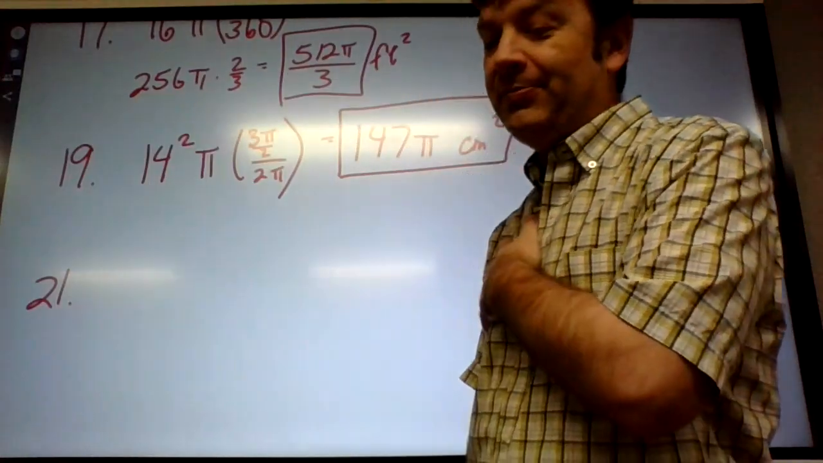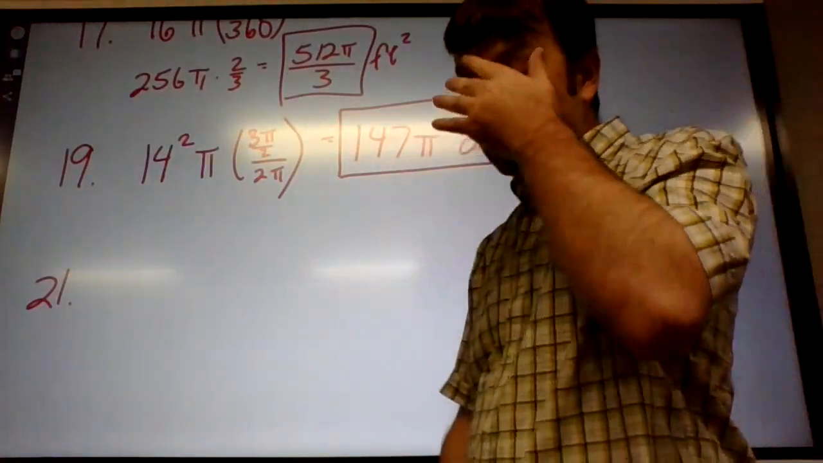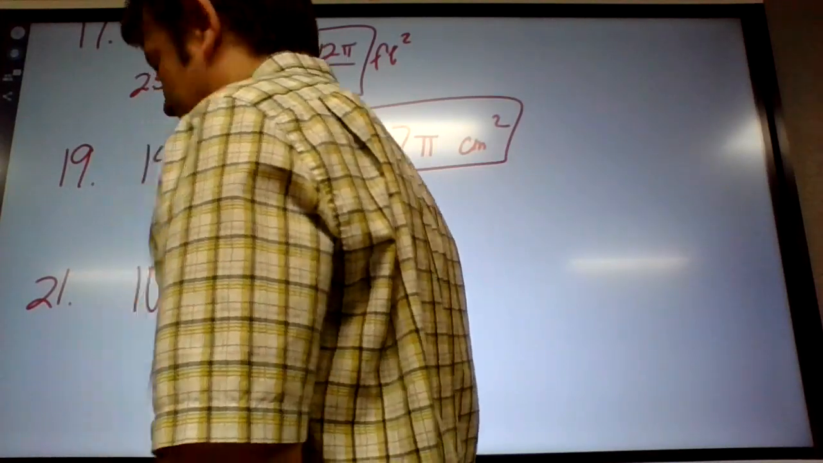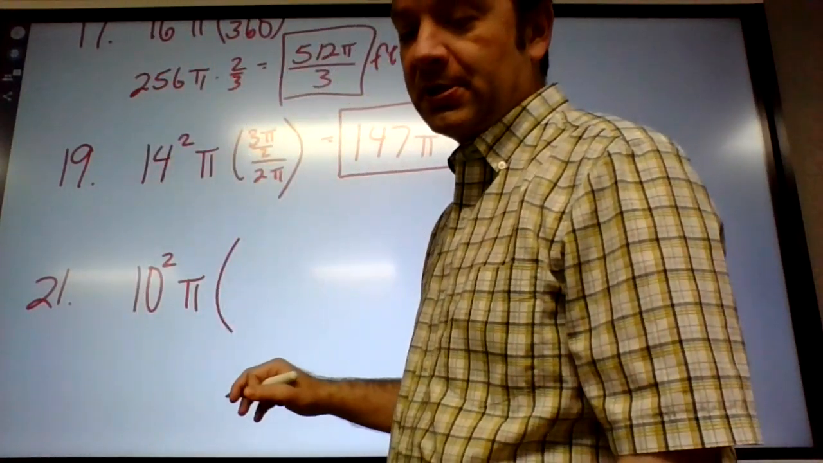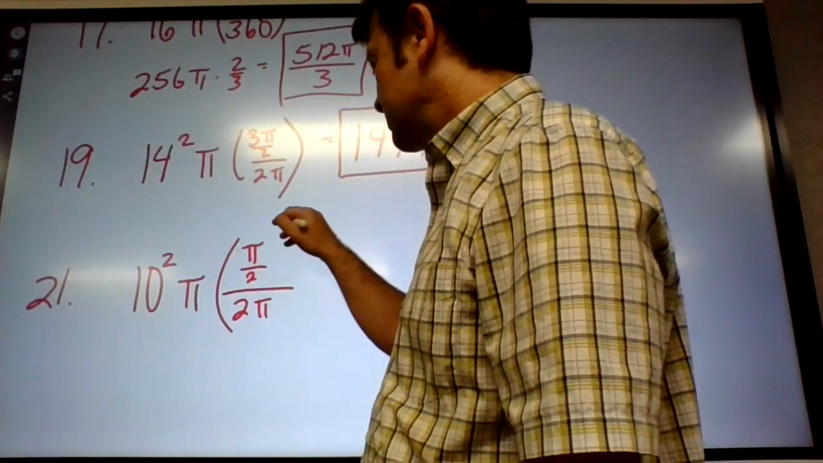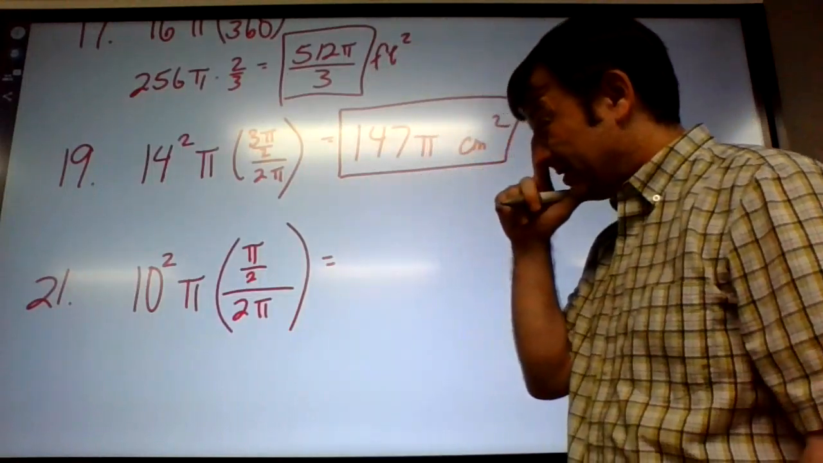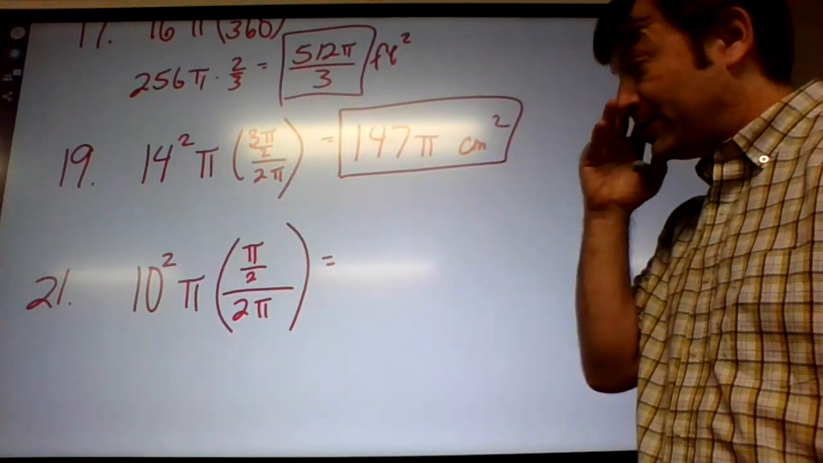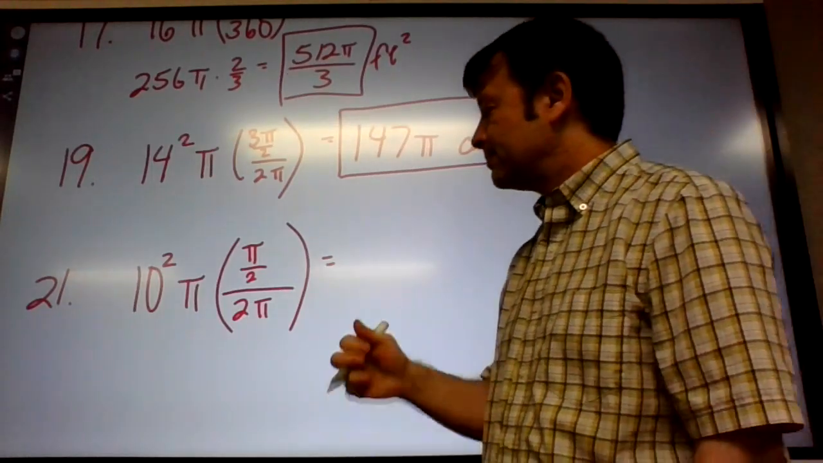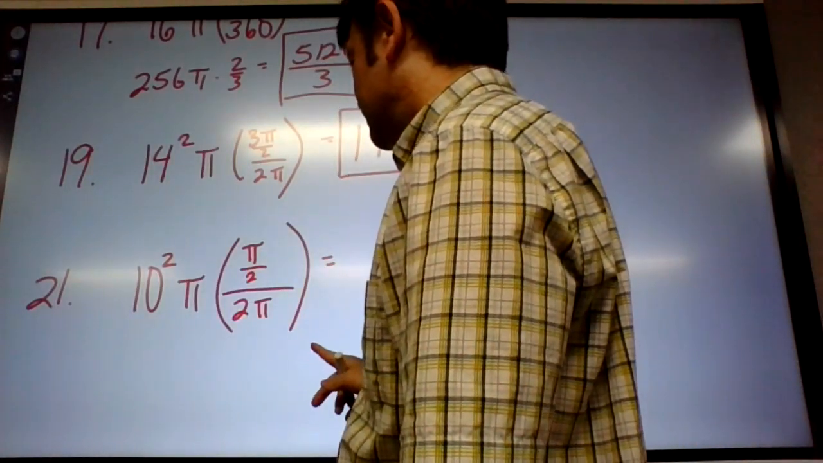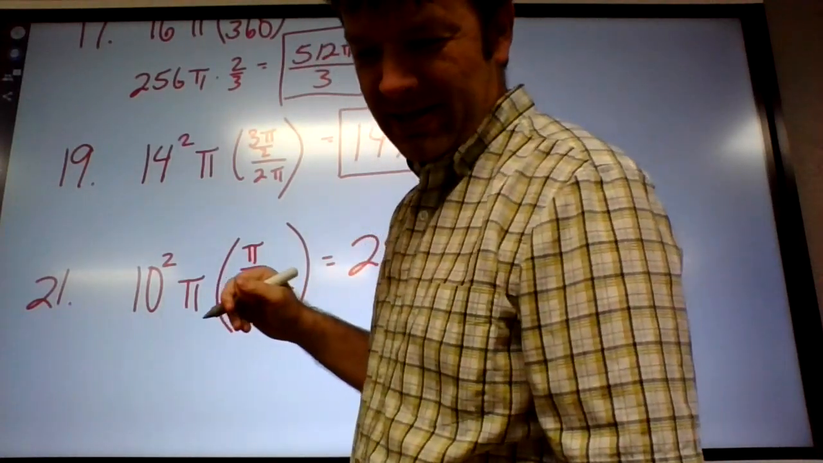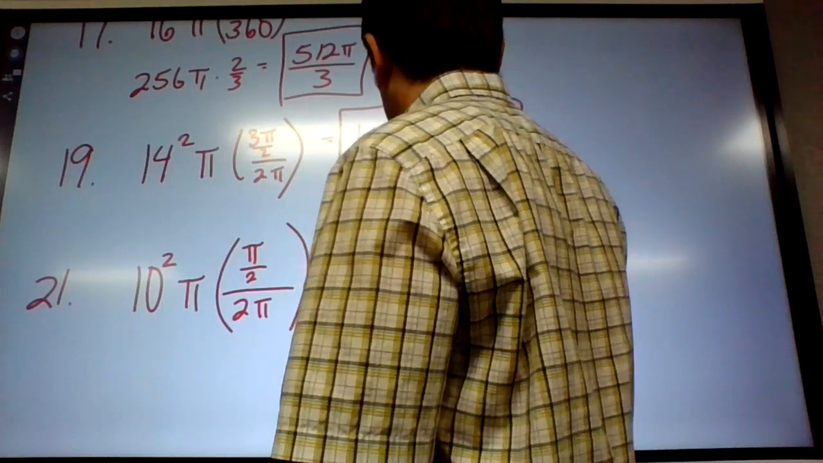21. The radius is 10 miles. This is a large circle. Okay, so we're going to do area of the circle, radius squared times pi, times the fraction of the circle, which is pi over 2 out of 2 pi. I didn't really use the simplified formula. I used the one that I understand, but you can use the simplified formula. I think it was 25 pi. All right. Yes. Miles squared.